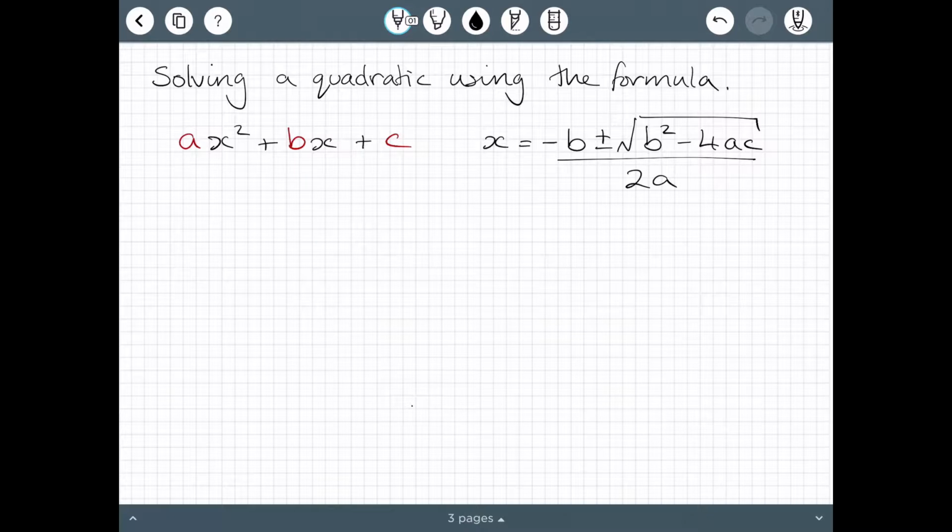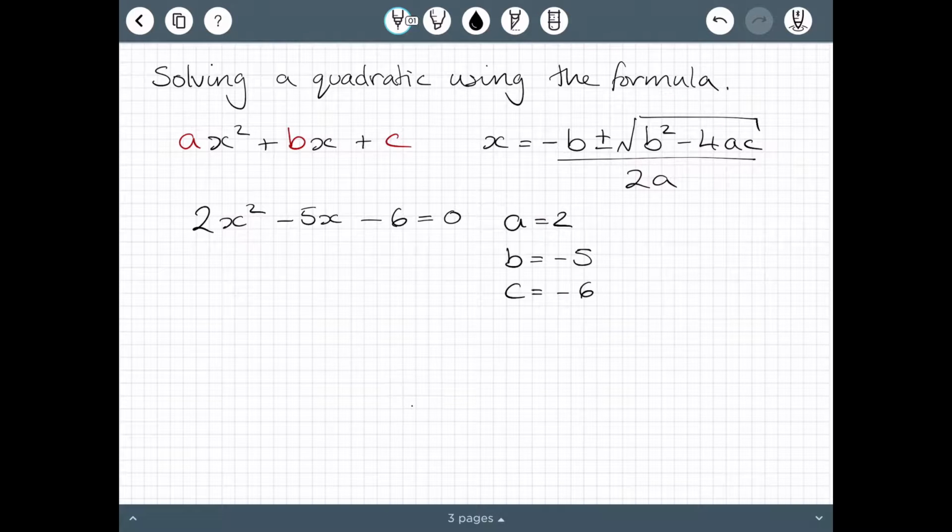So let's start with this question. We have 2x squared minus 5x minus 6 equals 0. Now we should write down our ABCs like we've done in any of the previous videos. So a is equal to 2, b is equal to negative 5, c is equal to negative 6.